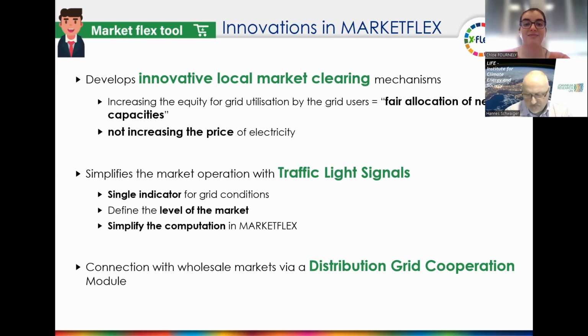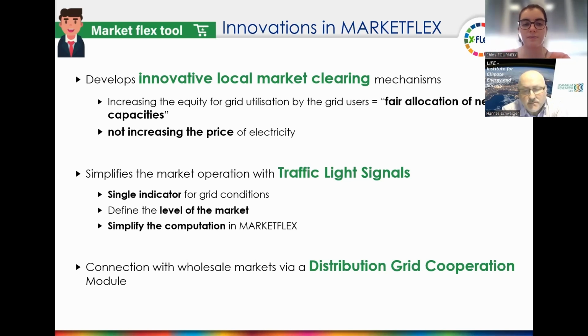Then another interesting point of MARKETFLEX, the traffic light signal. This is also something in discussion. You can see different propositions in literature, also in other European projects. The main point of the traffic light signal for us is that it's one single indicator, very easy to read. It's a color that covers all the grid conditions. So I've been talking about congestion, but also about voltage deviations. It also defines the level of the market.